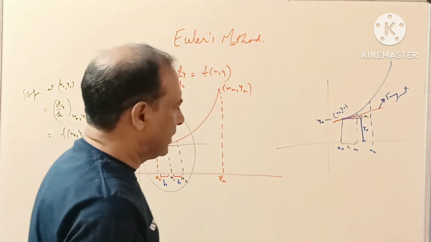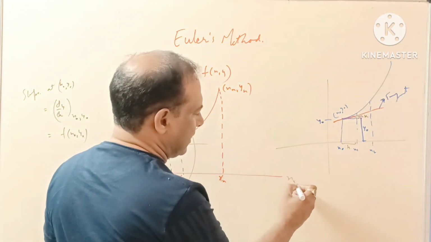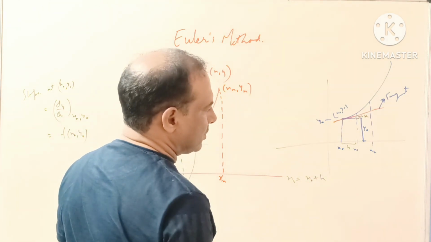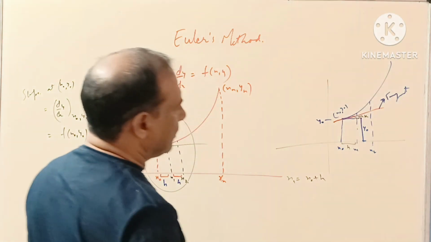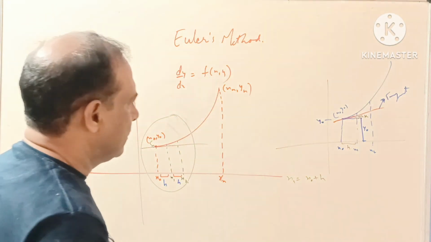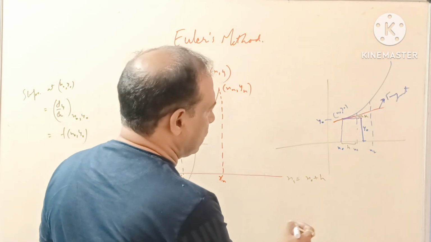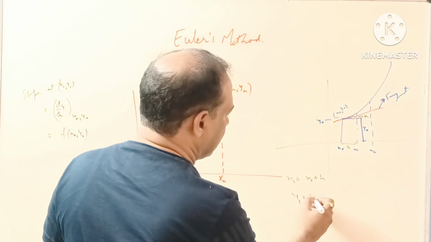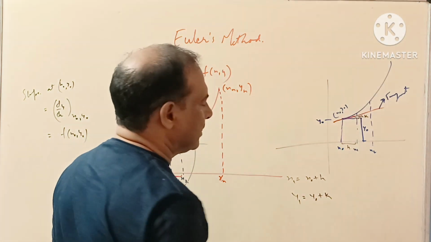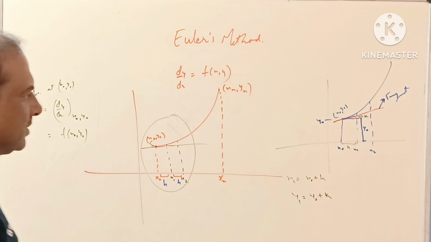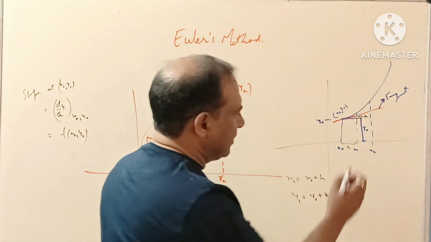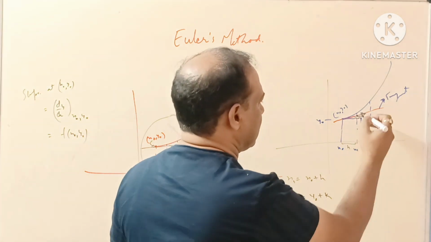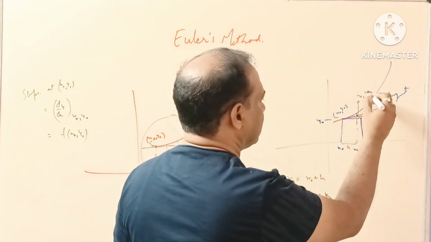Now what can I write for x1? I can write x1 is equal to x naught plus h. And what can I write for y1? y1 is equal to y naught plus k. Because this part where the red line, which is the tangent, is cutting the blue line, this point is x1, y1.